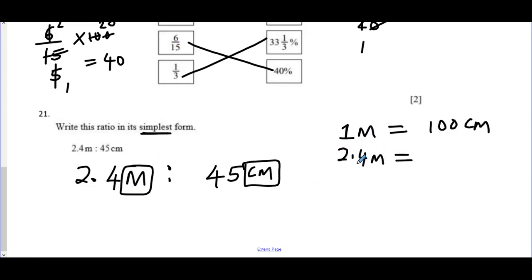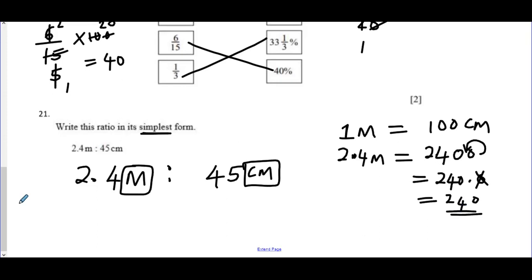Okay, now how about 2.4 meters? This will equal 2.4 times 100. You can use manual multiplication, but you're going to end up getting 2400. Then you have 1 decimal place here, so you count 1 decimal place from the right, and you end up getting 240.0. Cross out this, and you get 240. Okay, so now you're good to go.